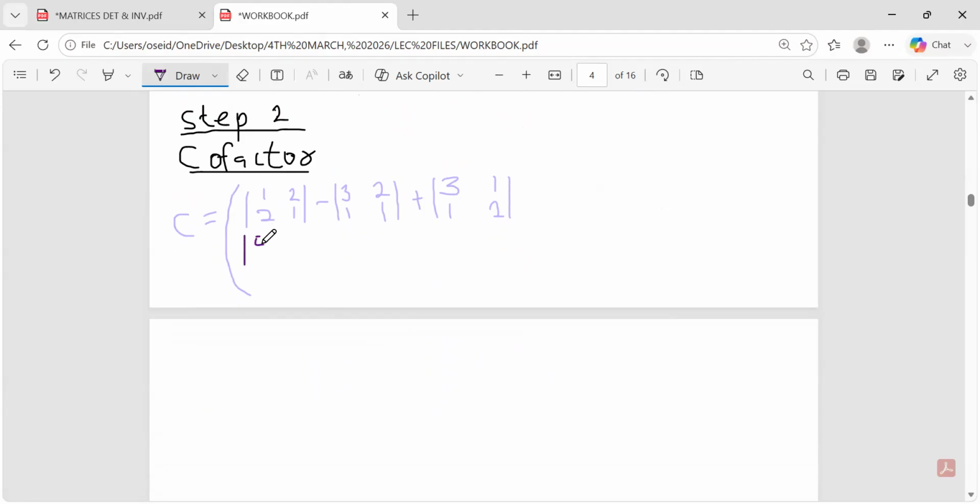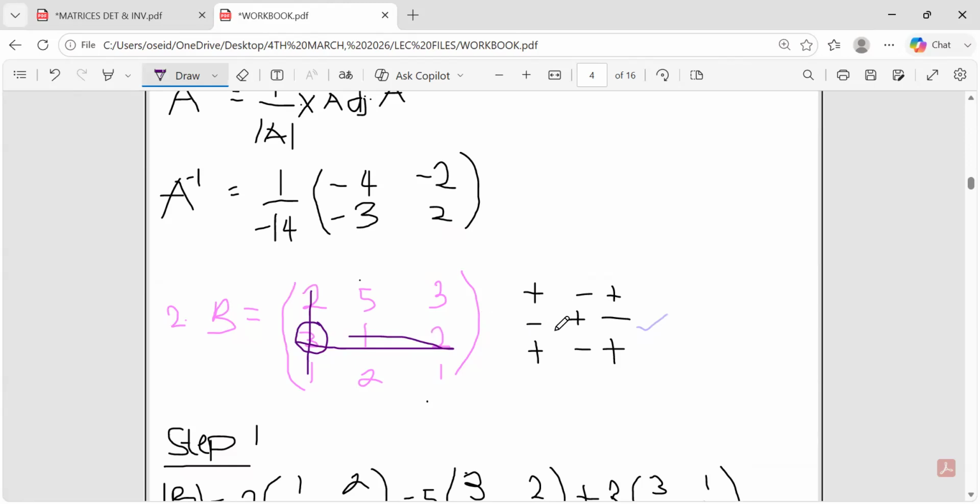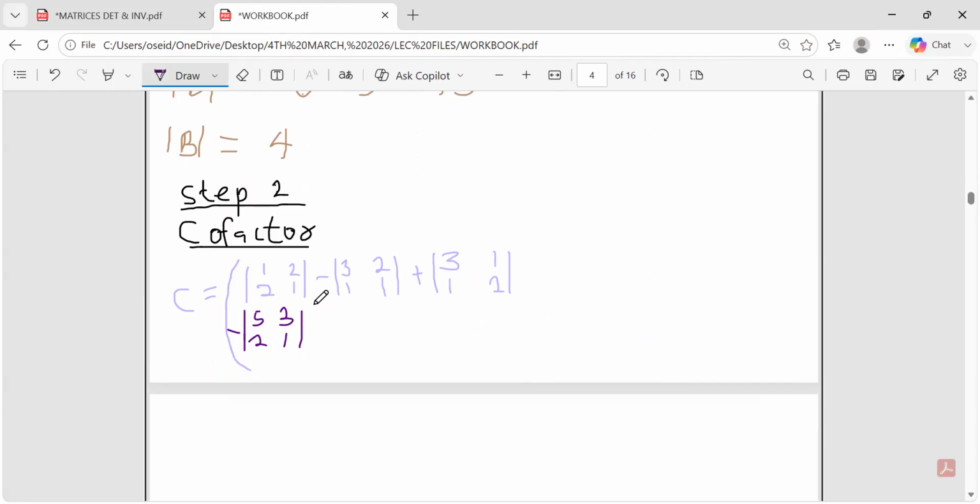So we are going to get 5, 3, 2, 1. Then we close it. This here is negative because the cofactor sign says that on the second row, the first component should be negative, the second one should be positive, and the third one should be negative. So we have our negative here.